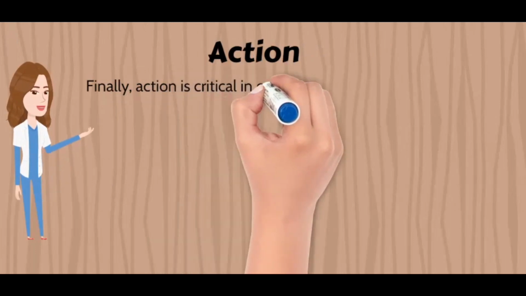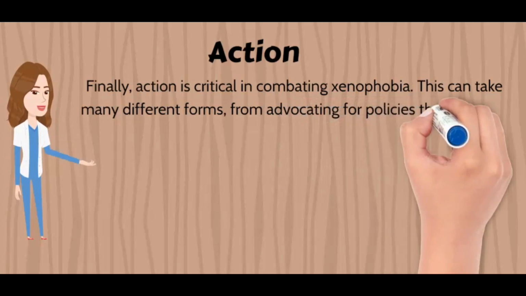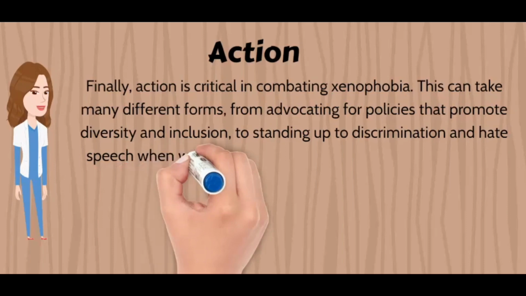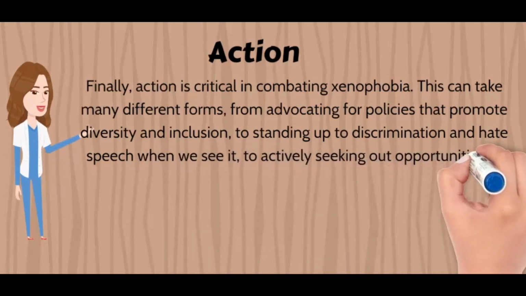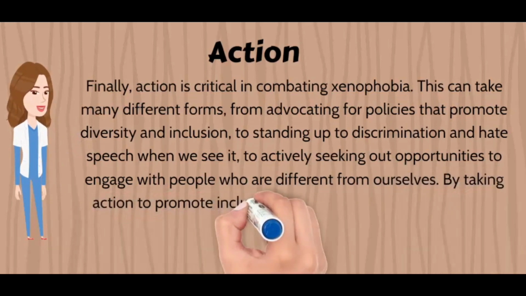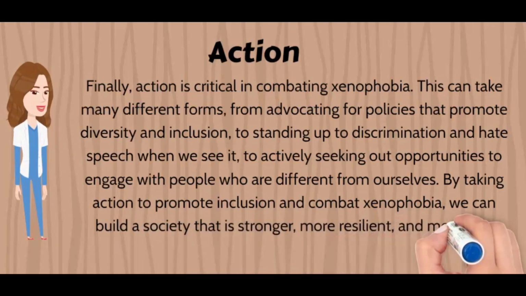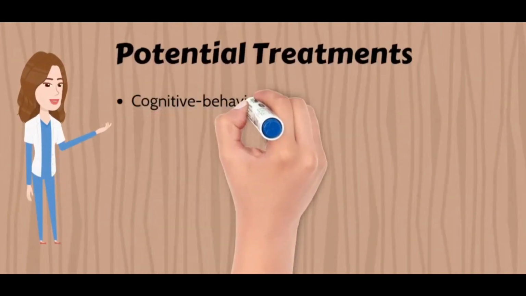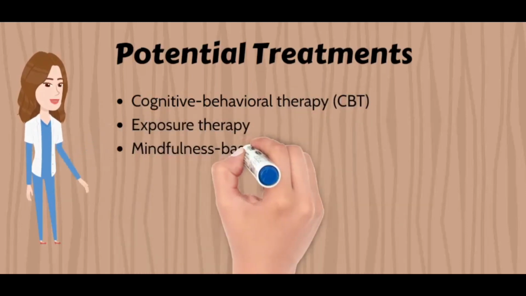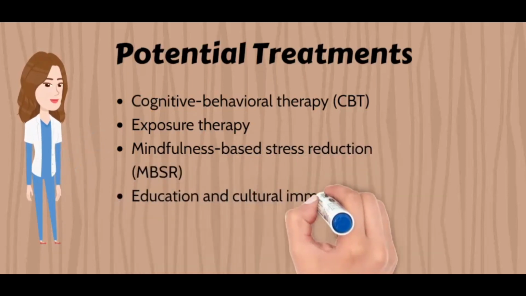Finally, action is critical in combating xenophobia. This can take many different forms, from advocating for policies that promote diversity and inclusion, to standing up to discrimination and hate speech when we see it, to actively seeking out opportunities to engage with people who are different from ourselves. By taking action to promote inclusion and combat xenophobia, we can build a society that is stronger, more resilient, and more just. Potential treatments: cognitive behavioral therapy, CBT, exposure therapy, mindfulness-based stress reduction, MBSR, education and cultural immersion, medications.